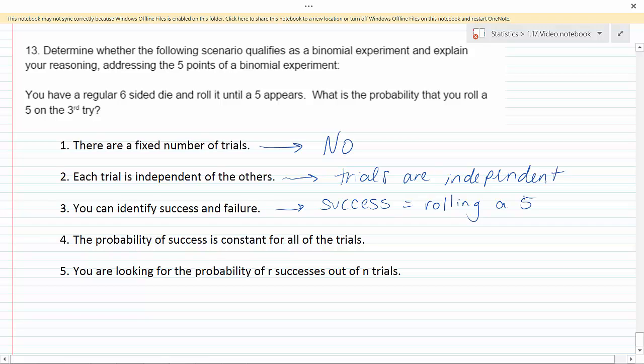The probability of success is also constant for all of the trials, because the probability of rolling a 5 is 1/6 on a fair die. And then in this case, we're being asked what's the probability that you roll a 5 on the third try. So this is not binomial because, again, we don't have a fixed number of trials, so we can't say that we're looking for R successes out of N trials. So again, this scenario is not binomial, and we knew that right away because it does not meet that first condition.